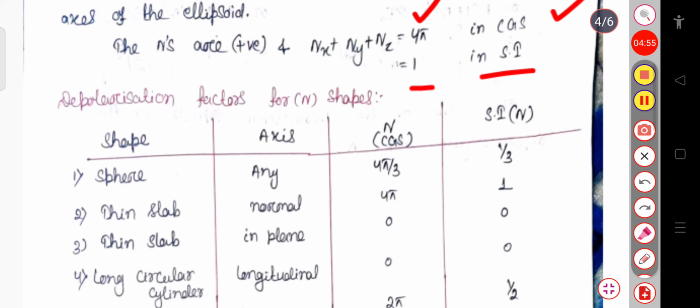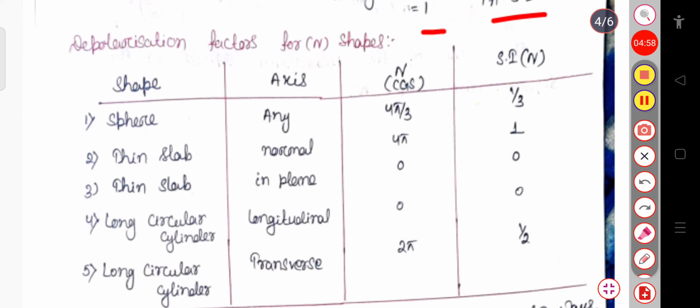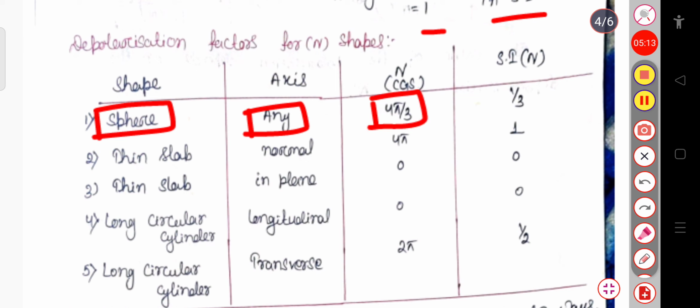Now we will see how this depolarization factor depends on the shape. First of all, if you consider the spherical shape, that is a sphere, then you can choose any axis. Then the n factor value in CGS system will be equal to 4 pi by 3, and in SI the n value will be equal to 1 by 3.